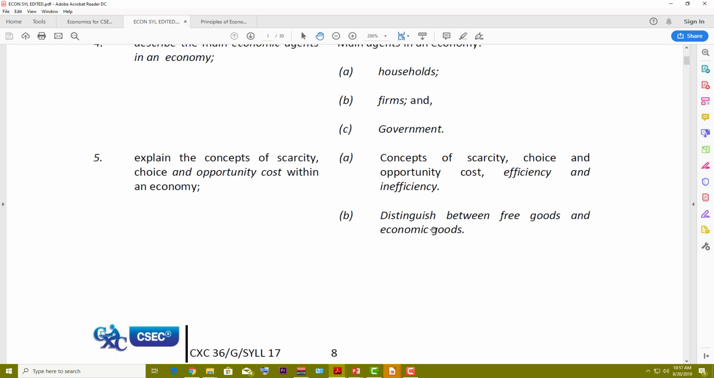Free goods, as I said, are free, from nature, and abundant. Economic goods are scarce, and they have a cost, whether it be opportunity cost or cash cost. So there's an actual cost to them. That's the basic difference between free goods and economic goods.